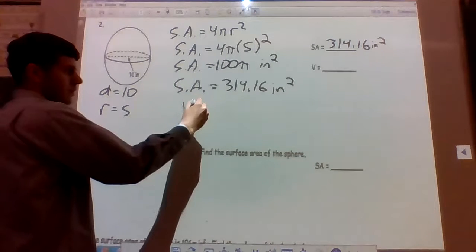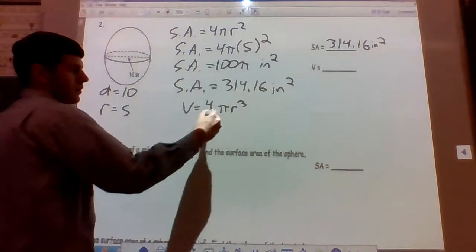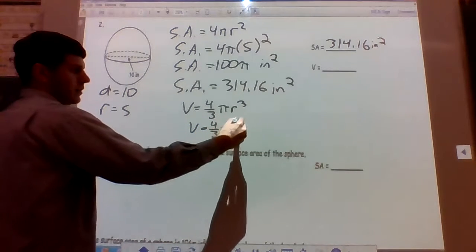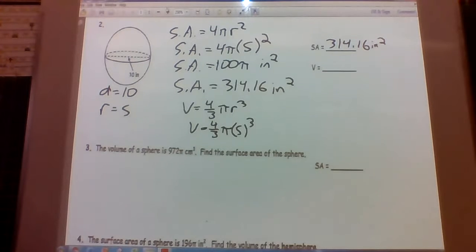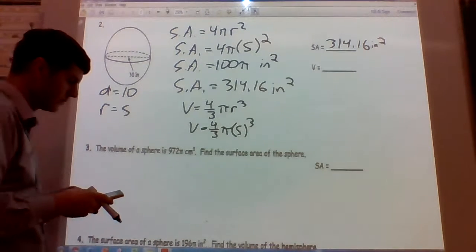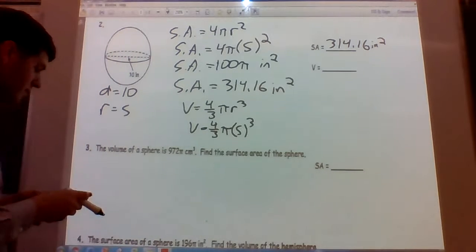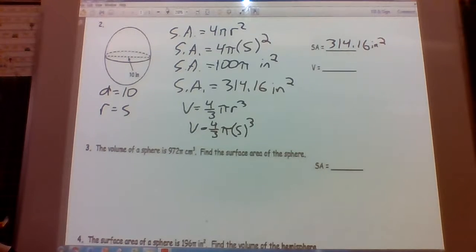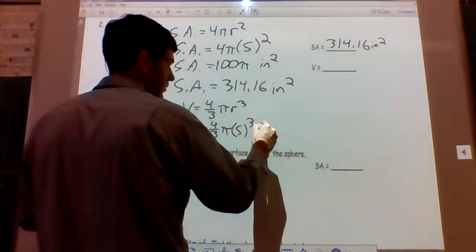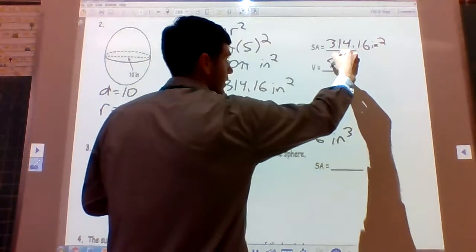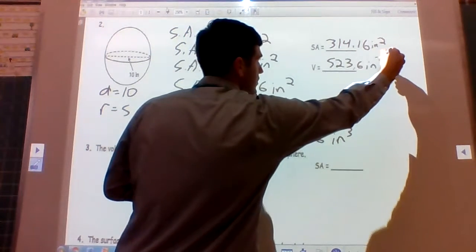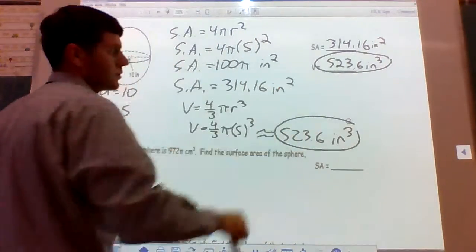Okay, volume is 4/3 pi r cubed. So it's going to be 4/3 pi 5 cubed. We can just put that all in our calculator if we would like. 4 divided by 3 times pi times 5 cubed, which is 125. Okay, which is 523.6, and that is inches cubed. 523.6 inches cubed. Okay, those are our 2 answers.